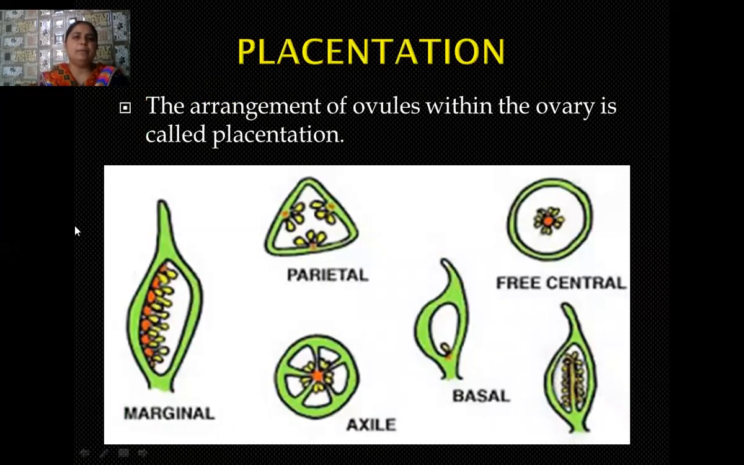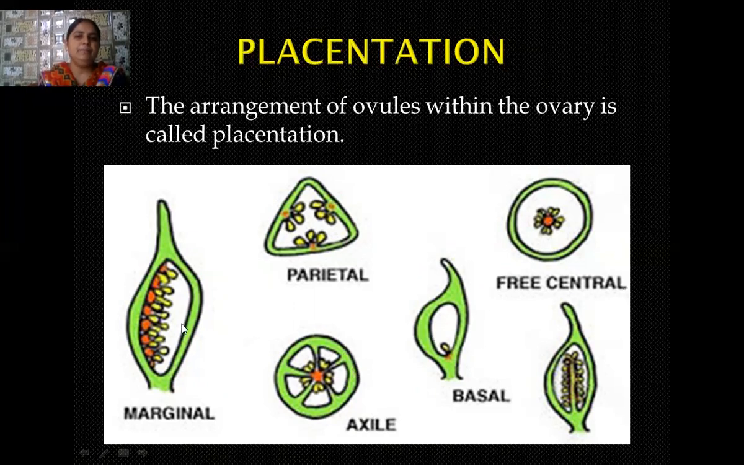Okay, students, here I am going to introduce a very important term, placentation. What is placentation? It is the arrangement of the ovules within the ovary, that is, how within the ovary these ovules are arranged. Here five types of placentation are visible to you.